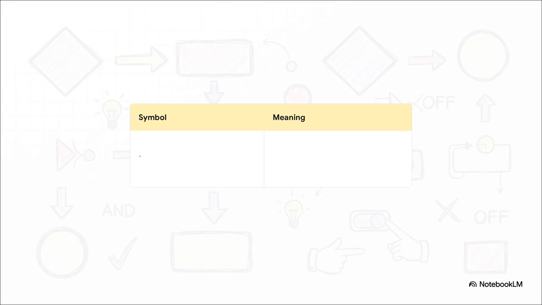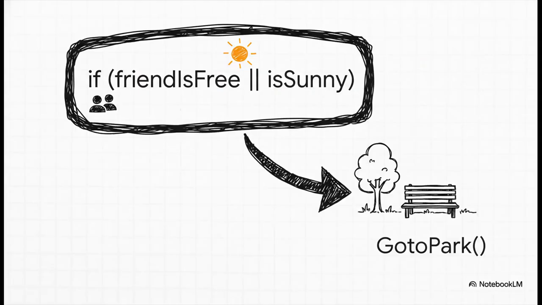Now, in JavaScript and a lot of other programming languages, the symbol for OR is just 2 vertical lines, or pipes. When you see this symbol, your brain should just translate it to OR. And here is our weekend plan written out in code. It's as simple as if friend is free or is sunny. If either one of those variables is true, the code inside the brackets runs and we go to the park. See how clean that is? It perfectly captures our intention in one simple line.